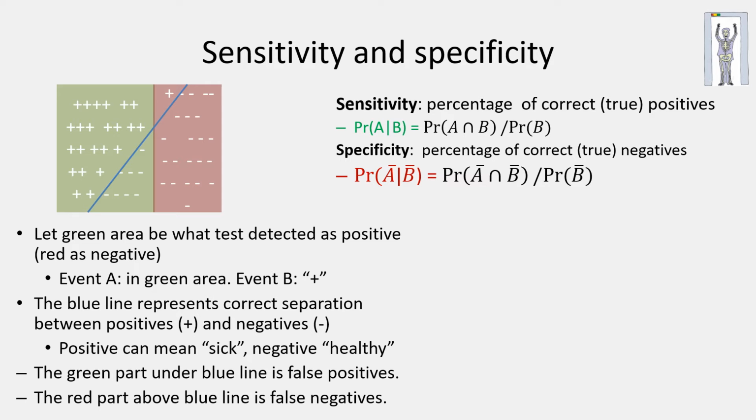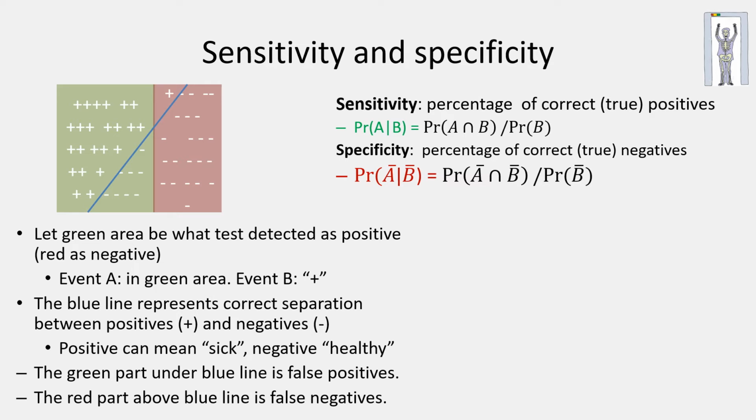And suppose I have a test, which here I've drawn as splitting that square with positives and negatives into the green side and the red side. The green area is all the cases, pluses and minuses, where the test said positive, and the red area is all the cases where it said negative. So let event A be that the test came up positive, so that your symbol, plus or minus, is in the green side, and let event B be that your symbol is a plus.